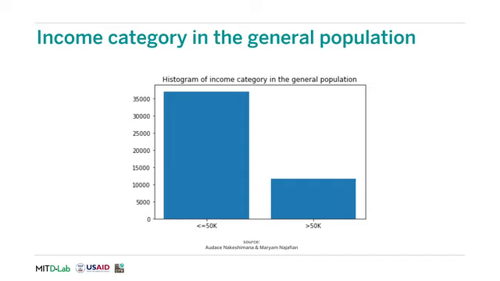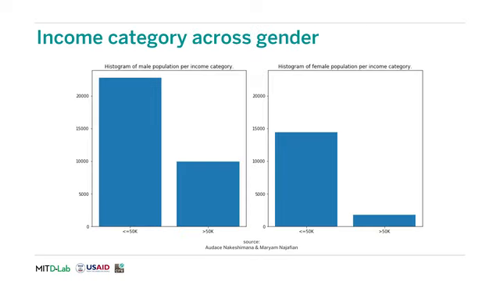If we look at the distribution of income category in the general population, we can see that about 37,000 individuals earn less than or equal to $50,000, and only about between 12,000 and 13,000 individuals earn more than $50,000. By looking at the income level distribution across different genders, we can see that the ratio of male individuals that make more than $50,000 is about a third. But for the female demographic, this ratio drops to about 20%.